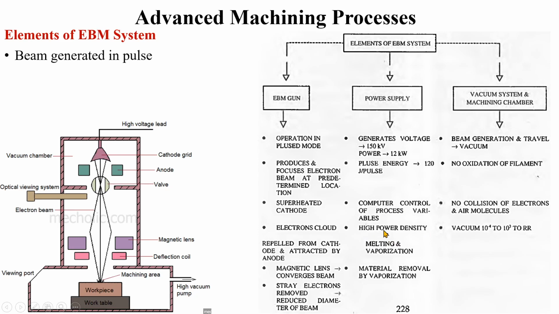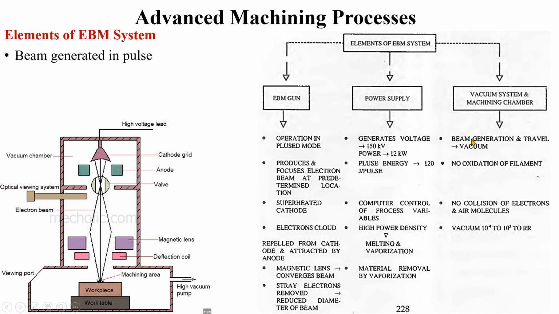And if the electron beam has higher power density, then melting and vaporization is possible. Mostly the material removal takes place by means of vaporization, because the entire chamber is present inside a vacuum. Whatever material is removed gets vaporized, and it gets removed out of the chamber by the vacuum pump. And the final element is the vacuum system and machining chamber.